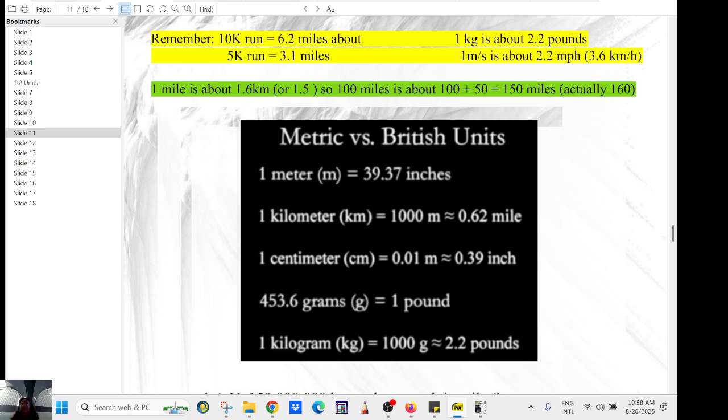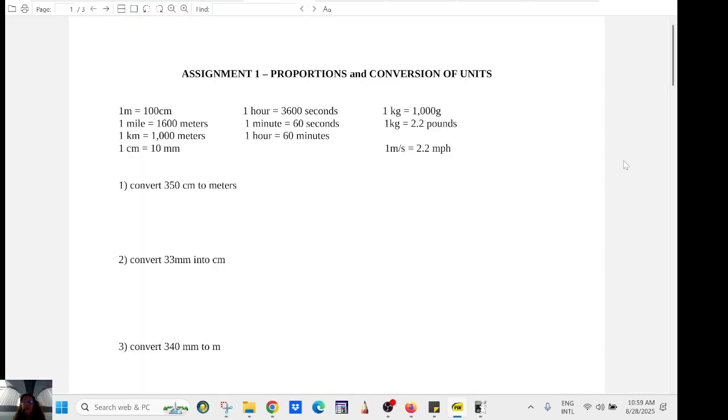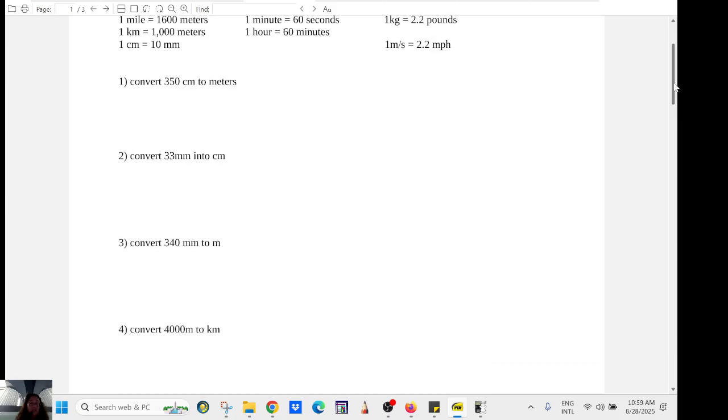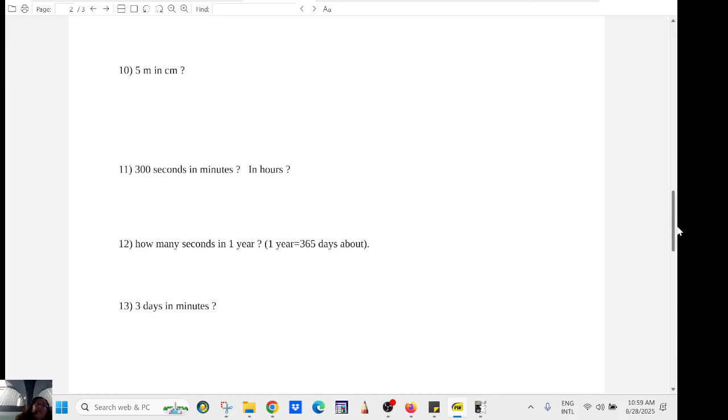I don't know. Another thing to remember is that 1 meter per second is about 2.2 miles per hour. You see, you have this 2.2. 1 kilogram is 2.2 pounds. 1 meter per second is 2.2 miles per hour. Now I also have another PDF for you where I go over conversion. I'm not going to do it here, but it's in a tutorial.